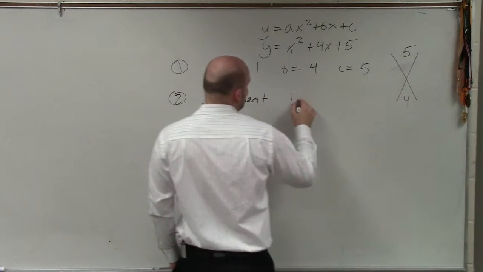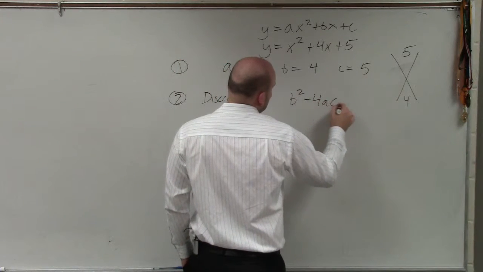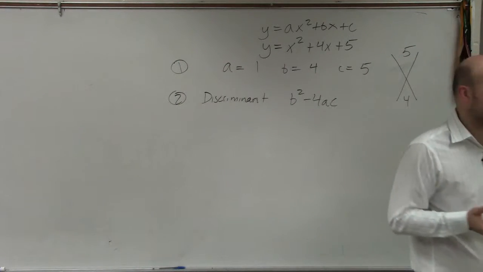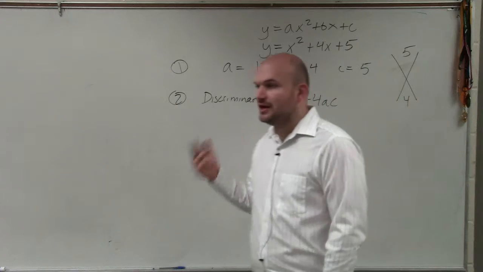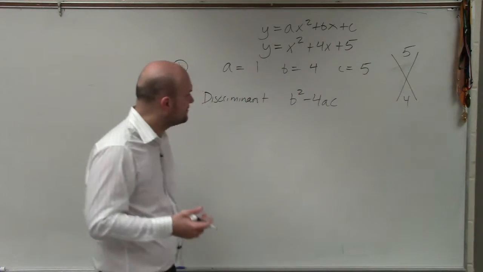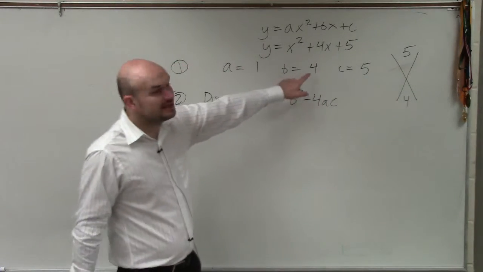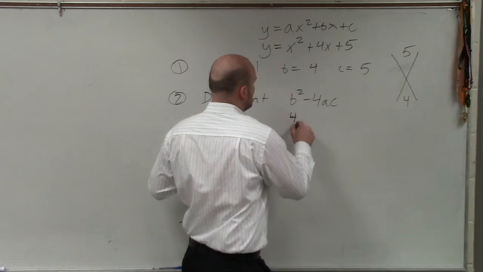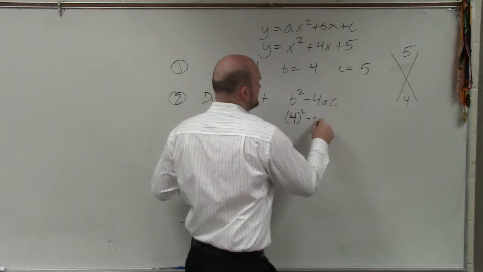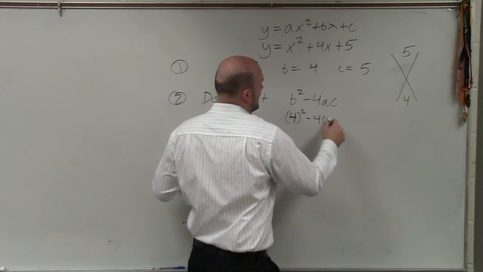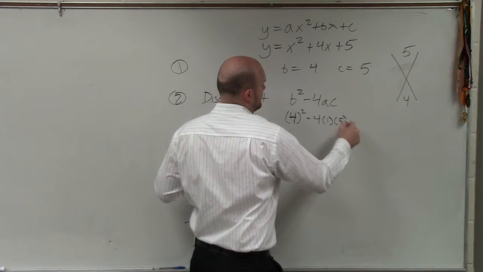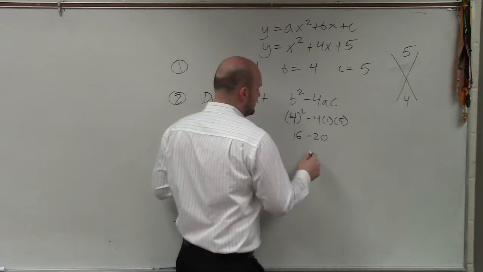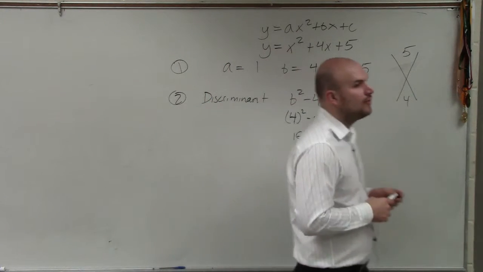All right? The next step that we're going to do is we're going to find what we call the discriminant. And what the discriminant is b squared minus 4 times a times c. All right? So we're going to want to determine what the discriminant is. And I'll go through all the types of solutions you can have. So basically, I'm going to take my discriminant. I'm going to plug in the values. So here I have 4 squared minus 4 times a times c. So therefore, I have 16 minus 20. So therefore, I have negative 4.